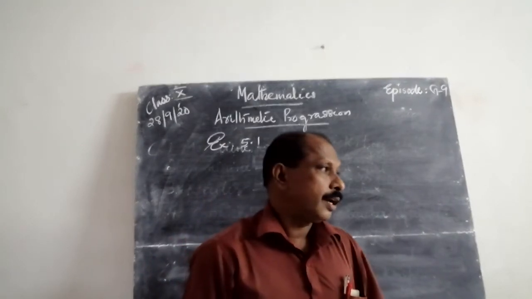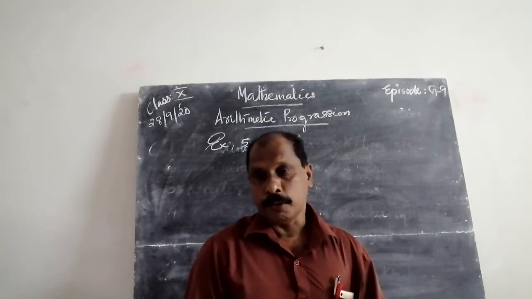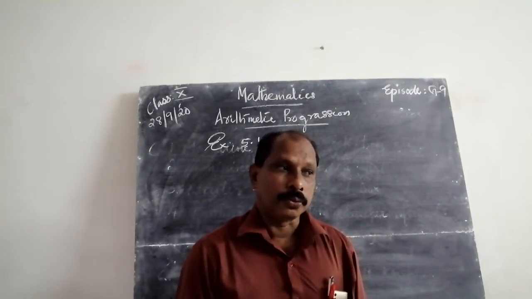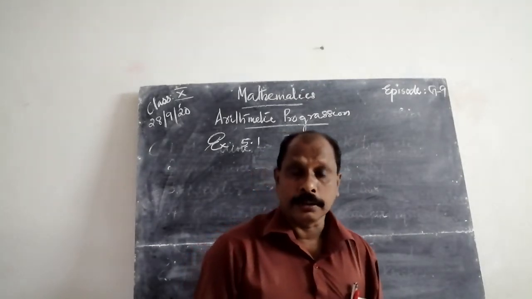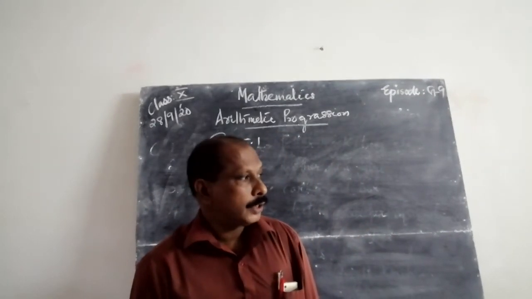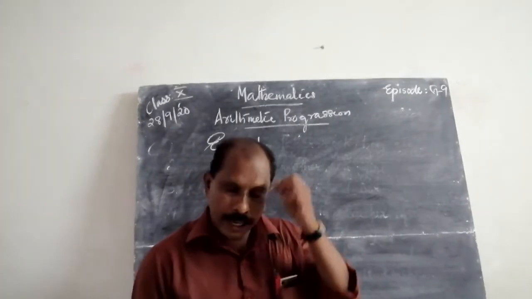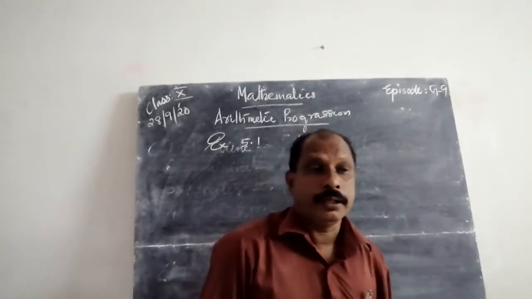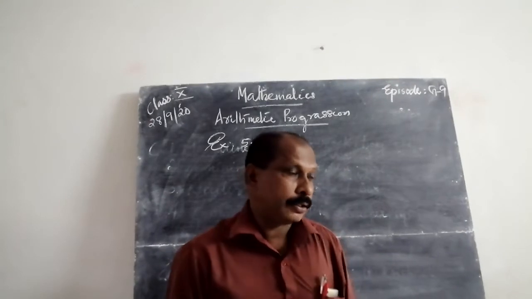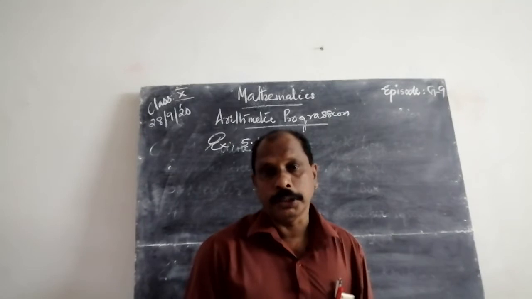Then the first and last terms of that AP are given. The sum of n terms of that AP, Sn, is equal to n by 2 into, within brackets, a plus l, that is first and last. But we know that the nth term is equal to a plus n minus 1 into d. Therefore, l is replaced by a plus n minus 1 into d. Then the sum of n terms Sn is equal to n by 2 into 2a plus n minus 1 into d.